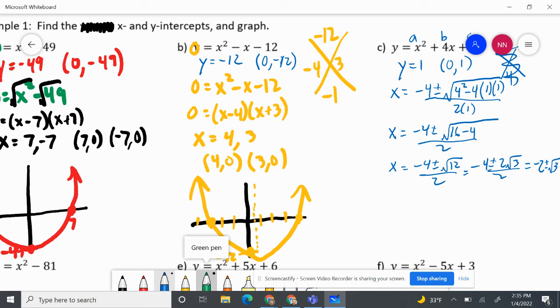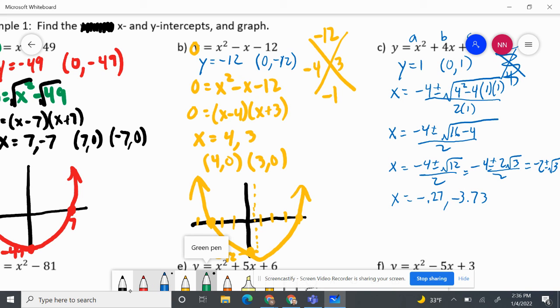And that gives me x is equal to negative 0.27. And then I have negative 2 minus the square root of 3. And that right there gives me negative 3.73.